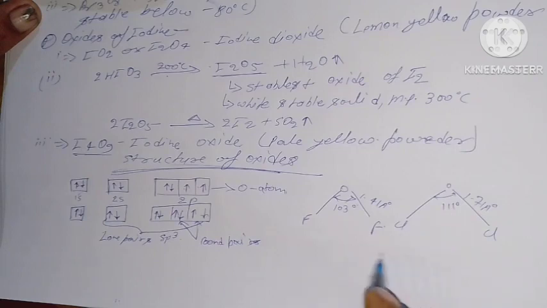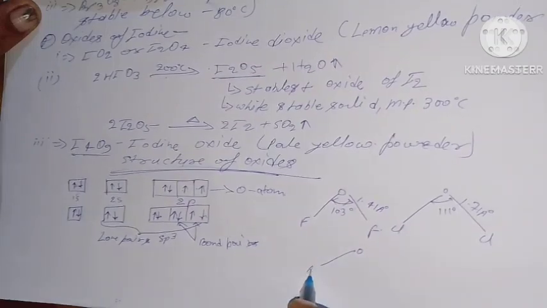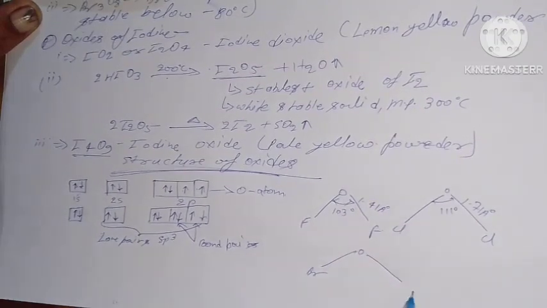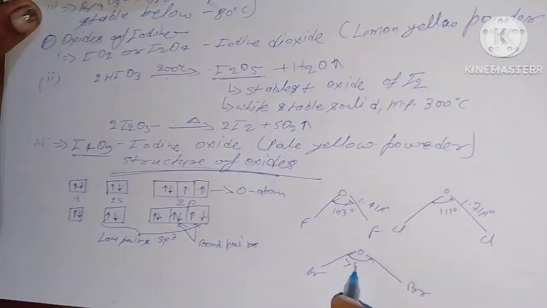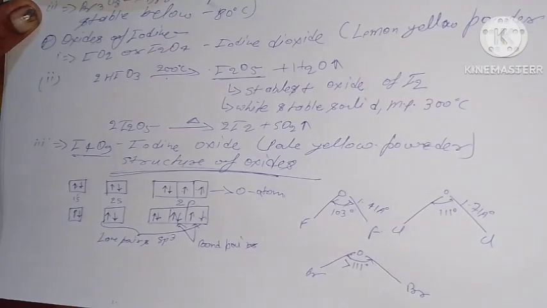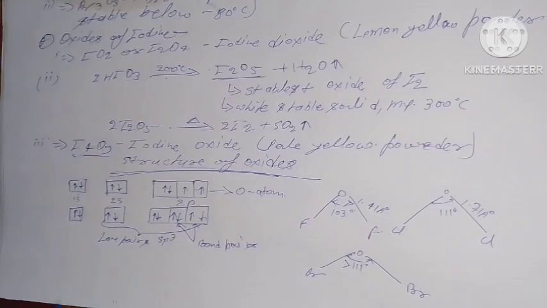And oxygen, bromine, and it is less than 111 degrees. Okay. Next, the structures of I2O5 and Cl2O7 are given. You can show.